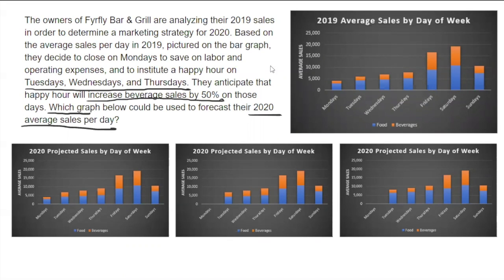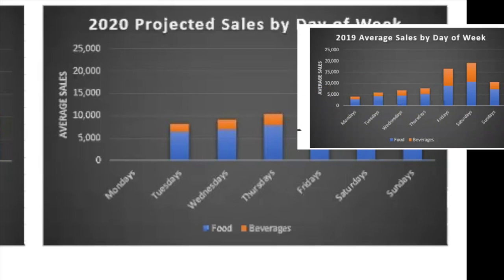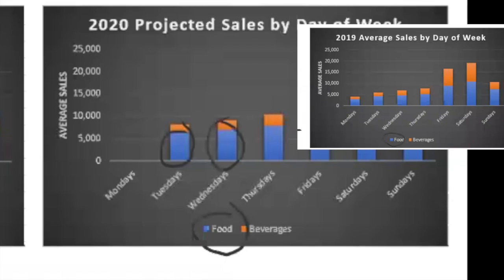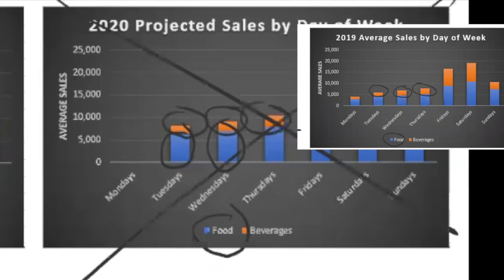So I'm wondering which one of these graphs, is there any I can rule out, or are there any that look like they do have that 50%? The last one, rule out. Lovely. In the last one, we do see an increase in sales, but it looks like it's an increase in the blue column. The blue column is food sales, whereas the Tuesday, Wednesday, and Thursday orange sales, the beverages, look pretty similar. Yay, I'm going to rule that one out.